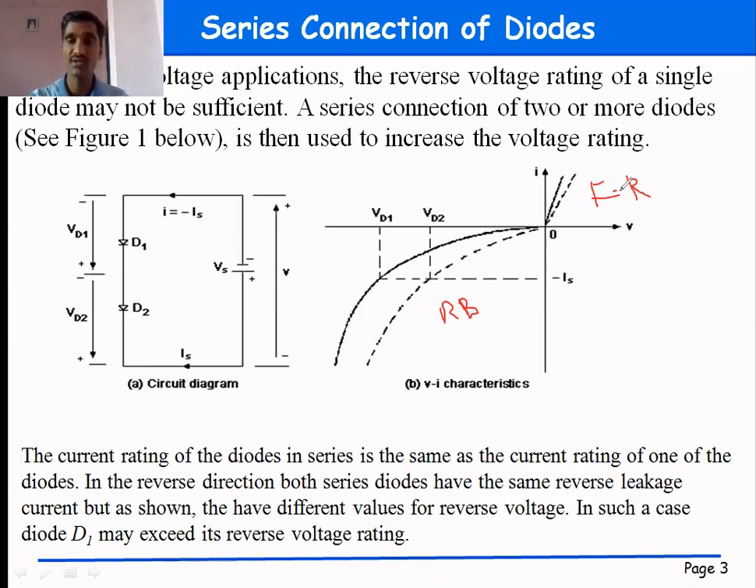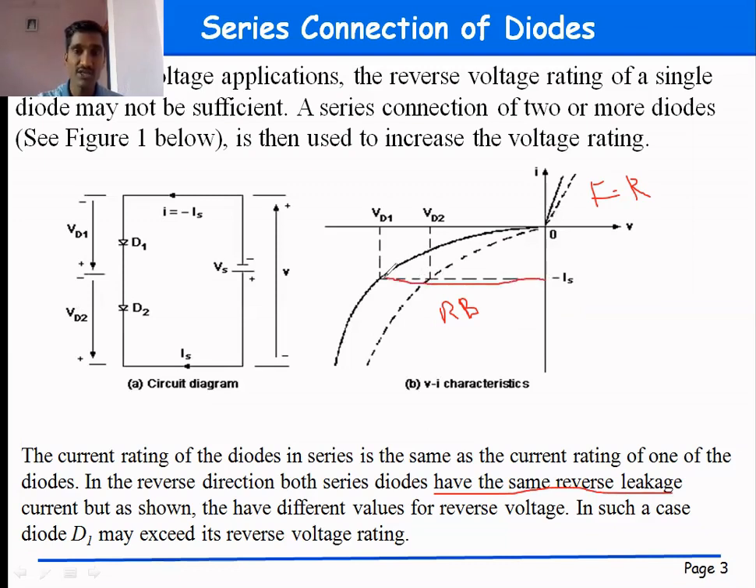In forward bias we get the current handling capacity, because in forward bias the diode is on, and when it is on it handles the current. In reverse bias the diode is off, and when it is off it is related to voltage handling capacity. So in reverse bias, or the reverse direction, both series diodes have the same leakage current. So this is the reverse bias characteristic of the two diodes.